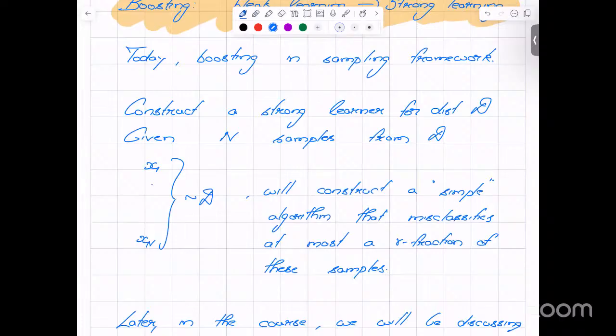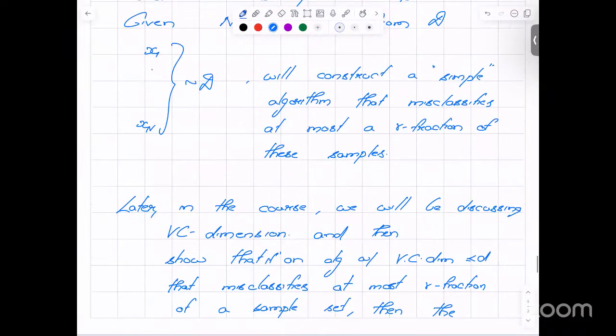So what do we have here? We have n samples. We also have their labels, C of x1, C of x2, C of xn. In particular, we can run the weak learner on it. When we run the weak learner on it, it will give you a hypothesis that works well on half plus gamma fraction.